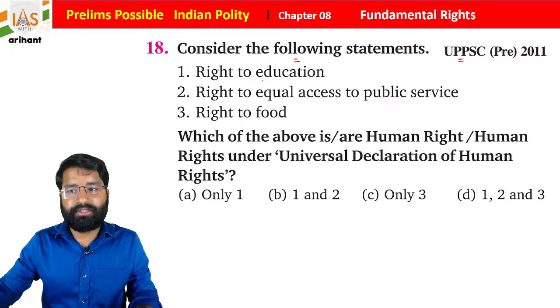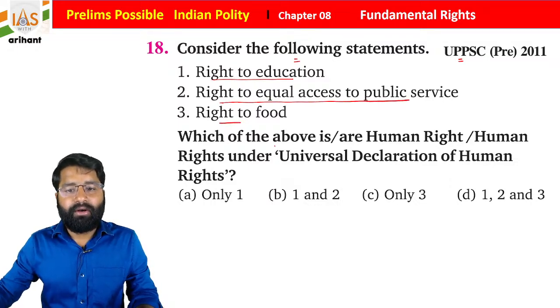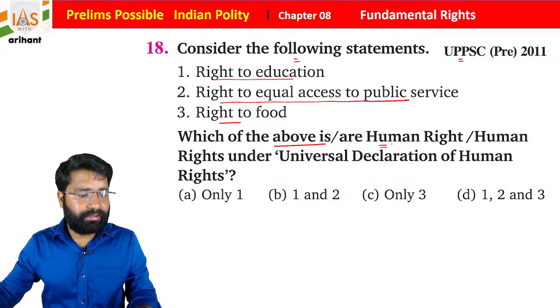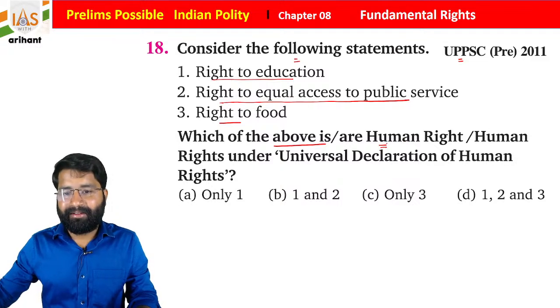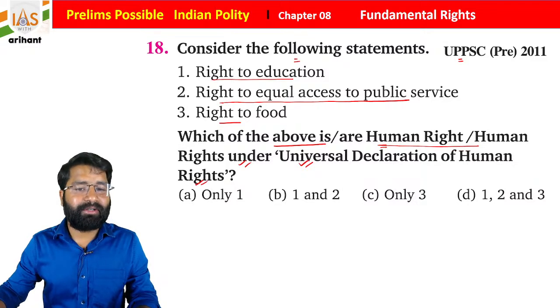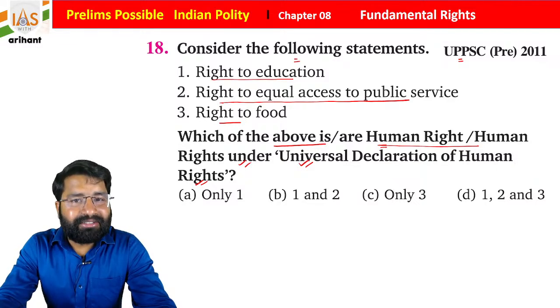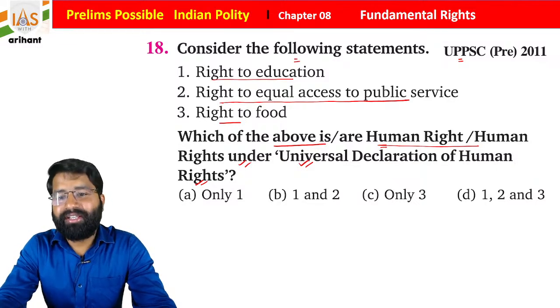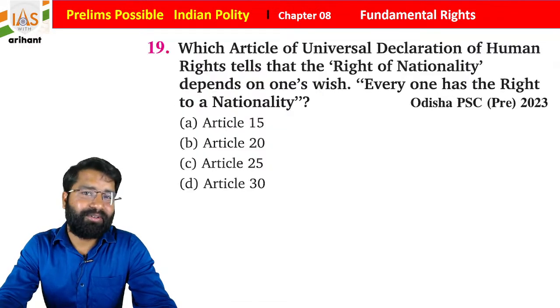UPPSC year 2011: right to education, right to equal access to the public services and right to food. Which of the following is a human right? Yes, Vishnu. These are human rights under the Universal Declaration of Human Rights. So it is not in the Constitution, but yes, all three are correct. Socially, they are a part of human rights. So 1, 2 and 3 are all correct.